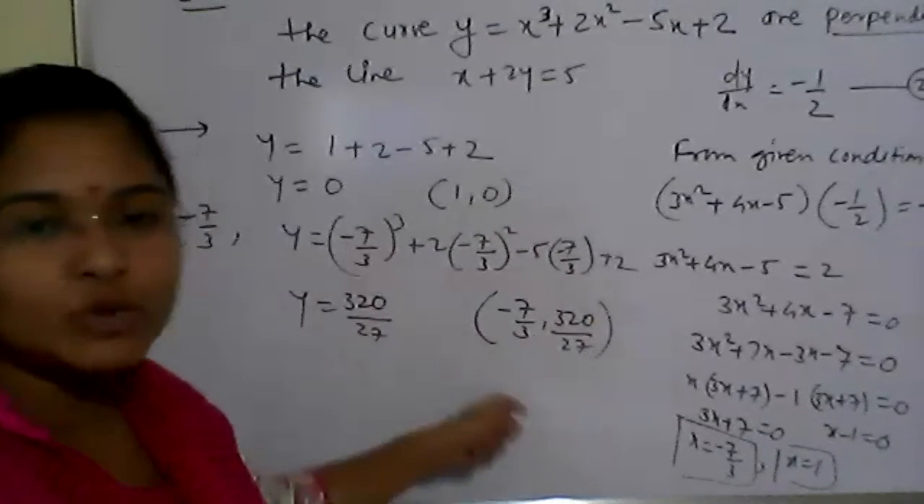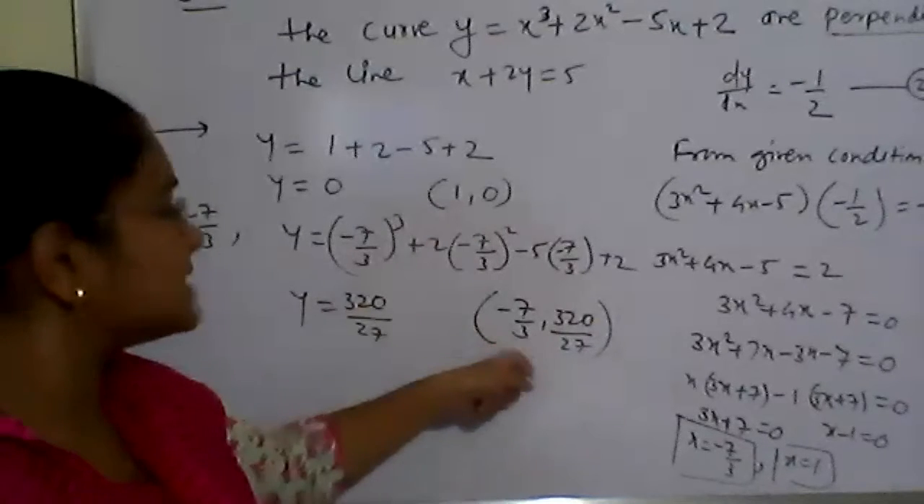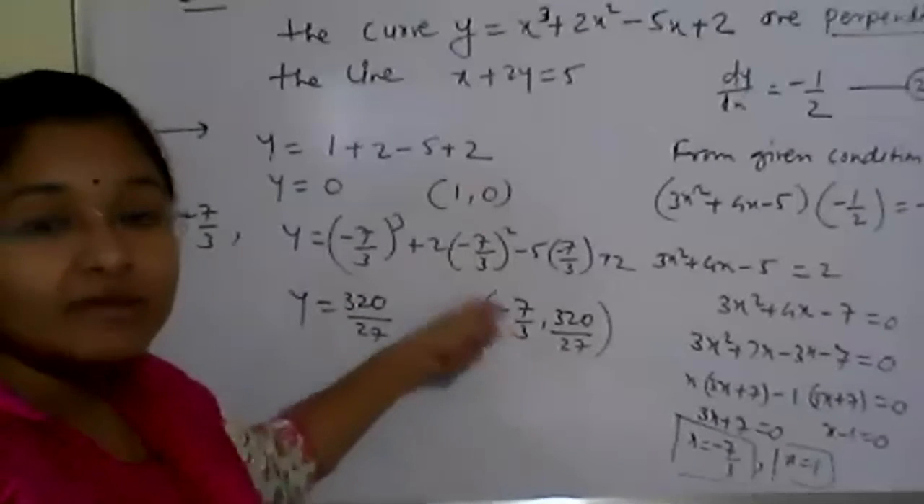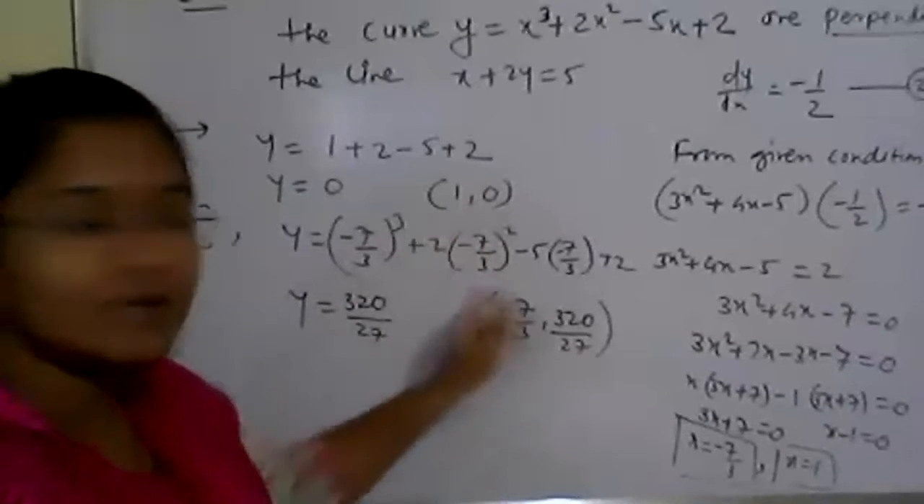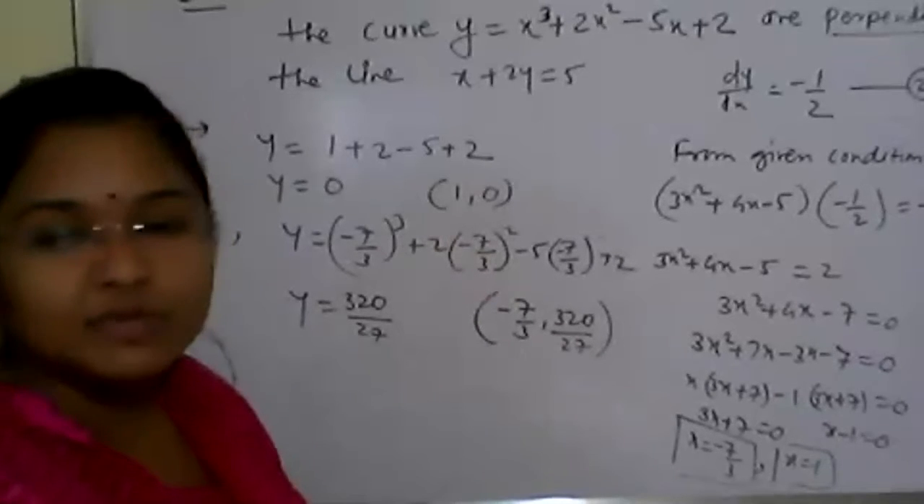Okay. So the 2 points are 1, 0 and minus 7 by 3, 320 by 27.